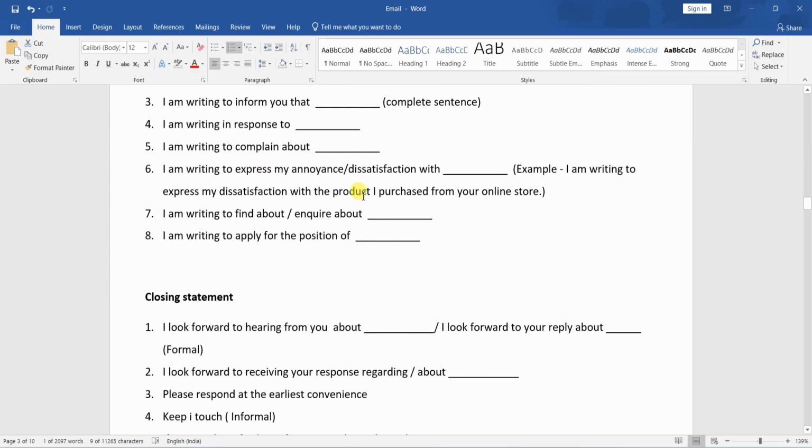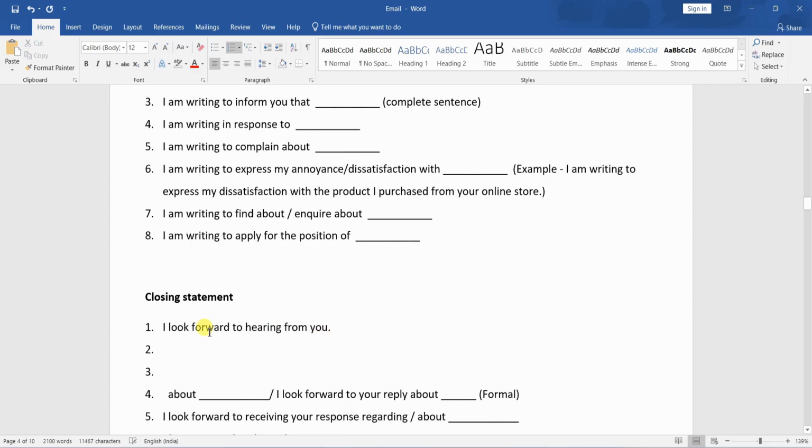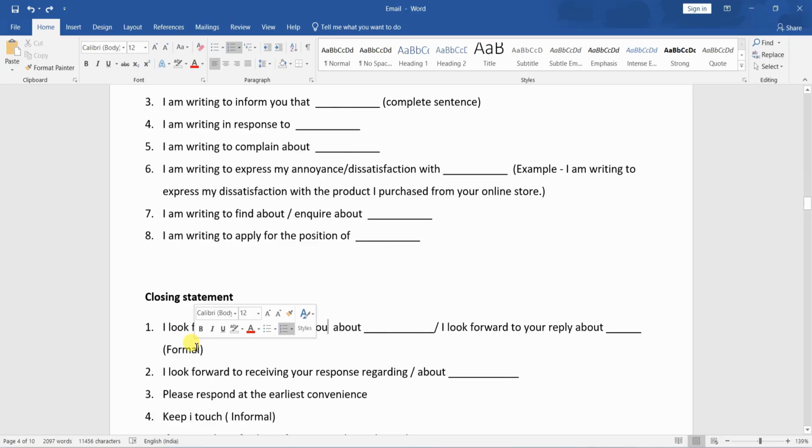Now the closing statement: I look forward to hearing from you about. Many students just put a full stop here, that's all. The teacher will get to know this is your memorized statement. I look forward to your reply about. What you can write after about is whatever the topic is. I look forward to receiving. Many students write I look forward to hear from you. No, it has to be the ing form. Sometimes I say after to you have to write the first form, but here we are not writing the first or second form.